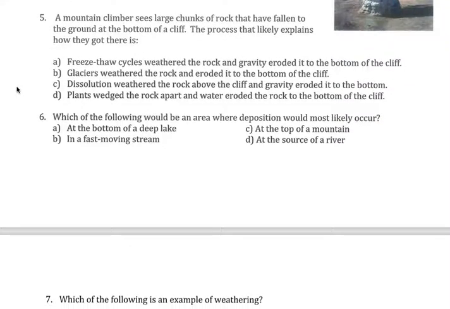Number 5, a mountain climber sees large chunks of rock that have fallen to the ground at the bottom of a cliff. The process that likely explains how they got there is A, freeze-thaw cycles weathered the rock and gravity eroded it to the bottom of the cliff. B, glaciers weathered the rock and eroded it to the bottom of the cliff. C, dissolution weathered a rock above the cliff and gravity eroded it to the bottom. D, plants wedged the rock apart and eroded the rock to the bottom of the cliff.